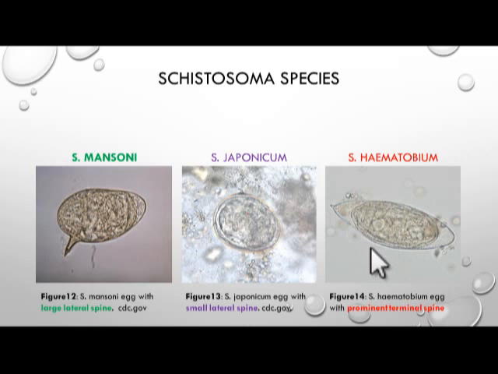And next we're going to talk about the life cycle, which will also be a distinguishing characteristic. These two organisms, mansoni and japonicum, because of their life cycle, are going to be found in infected patients' stools, whereas Schistosoma haematobium, because of its life cycle, is often found in the urine of infected patients.